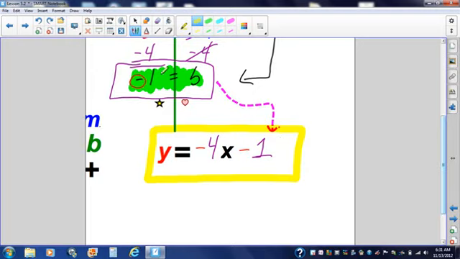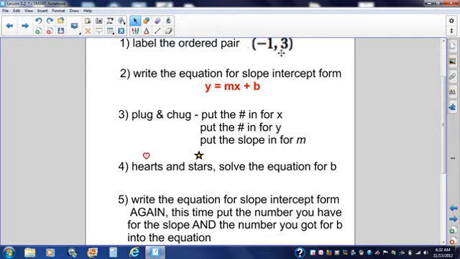Number 3, plug and chug. Put a number in for x. Put a number in for y. Put the slope in for m. Step 4, hearts and stars. Solve the equation for b.